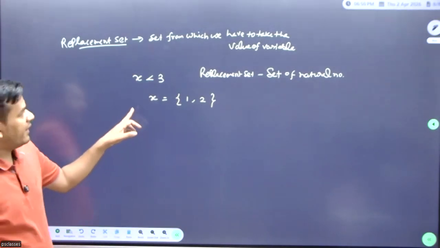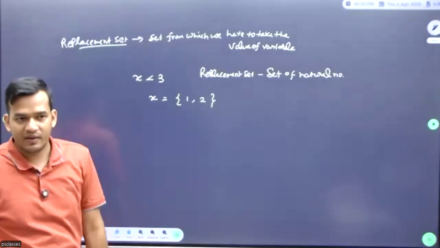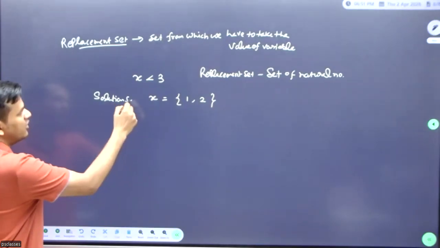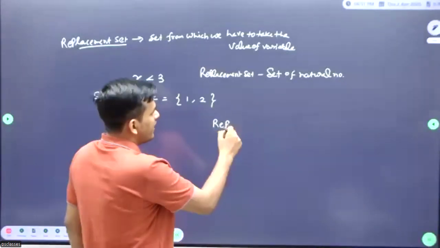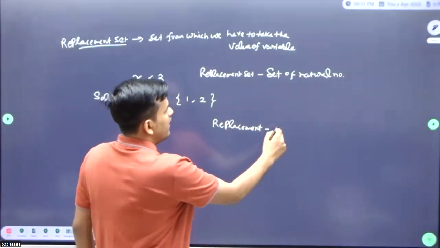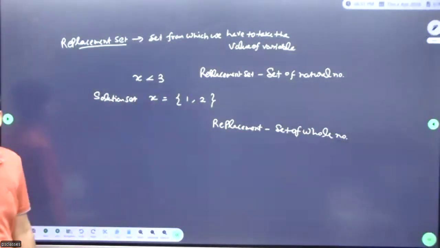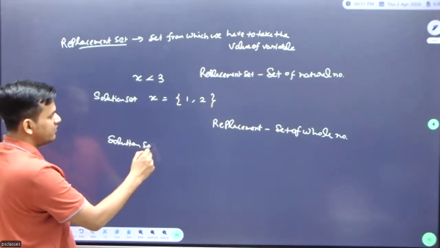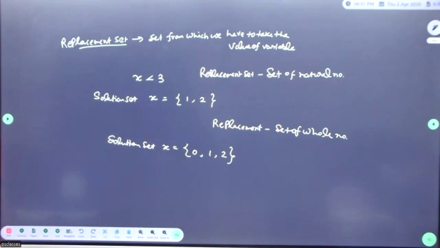So in this case, the solution set is only 1 and 2 because our replacement set is the set of natural numbers. Now if I change the replacement set, this is the solution set of this inequality, x less than 3, correct? Now if I change the replacement set to the set of whole numbers, then the solution set will be x = {0, 1, 2}. Only three numbers, 0, 1 and 2, not the numbers in between.